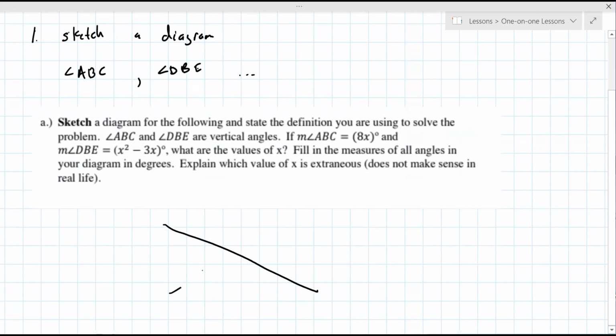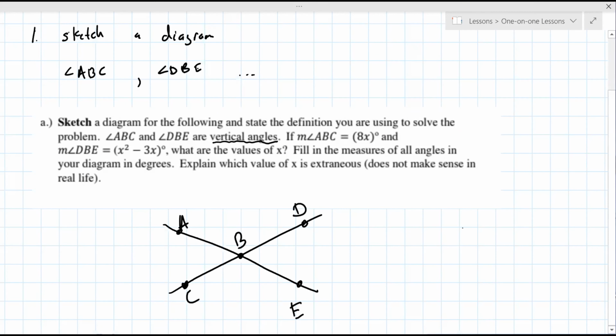Which is the middle letter? It should be B. So we'll go A, B, C, D, B, E. And if they're vertical angles, what does that mean? To be honest with you, I have no idea. I just know what they look like.